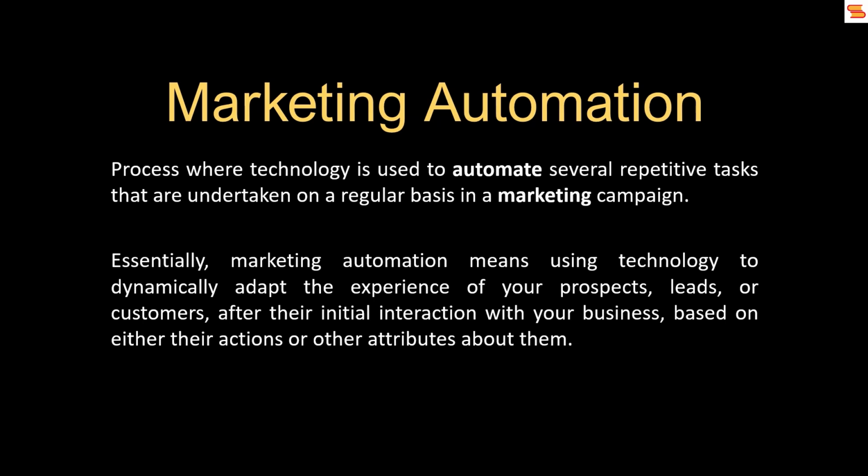So basically, marketing automation today means using technology to dynamically adapt the experience of your prospects or your leads or your customers after their initial reaction with your business based on either their actions or other attributes about them. So for example, once a lead opts into an email list, you can customize subsequent marketing messages sent to them based on their location or maybe based on answers that they filled out on a form or based on whether or not they've opened certain emails, clicked certain links, visited certain pages, and so on and so forth.